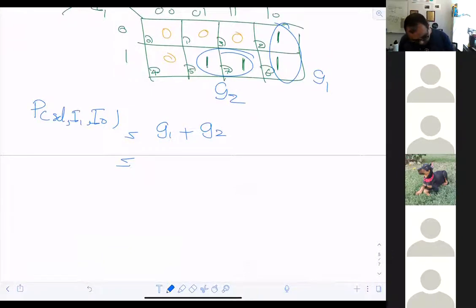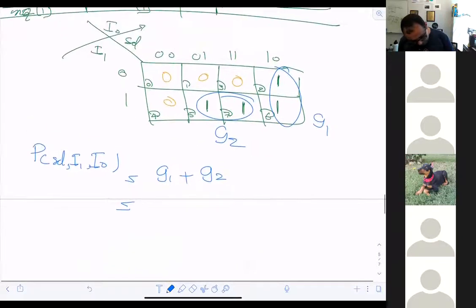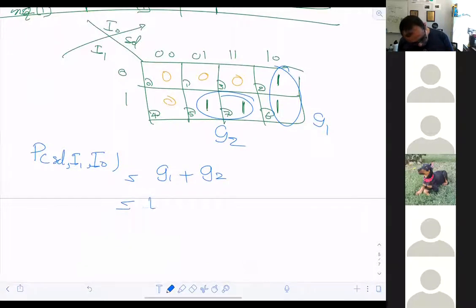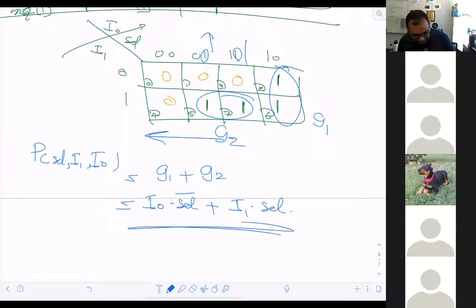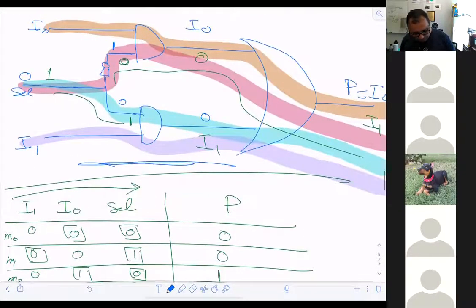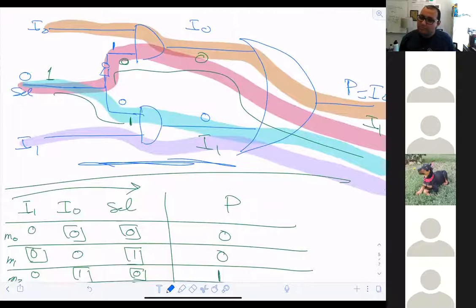So let's do it now. So group 1 is what? It's going to be I0 with select complement. Group 2 is I1. And if you go here, it's going to be select. Which is exactly like what? Right? Make sense?